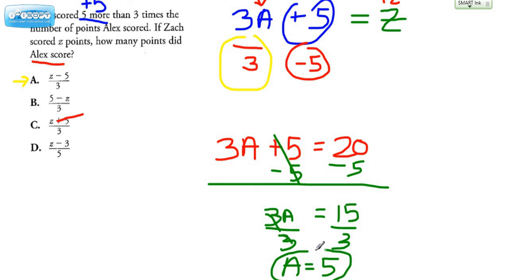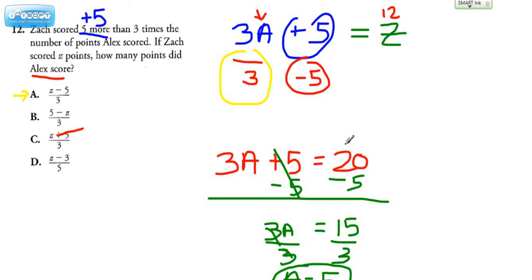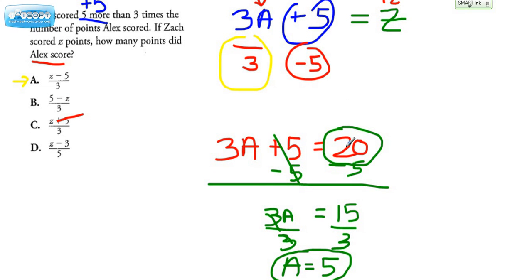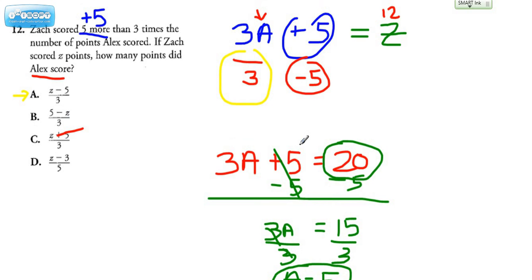So what we'd want to do is go back in and plug in our hypothetical value for Alex of 5 points and see if that gives us our hypothetical value of Zach's 20 points. So go back and ask yourself, is this number, which is 20, 3 times 5 plus 5? And if it is, then you're going to say that this expression actually fits, and you're going to accept instead of reject this idea of inverse operations.